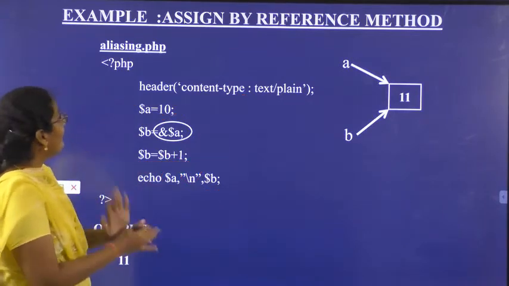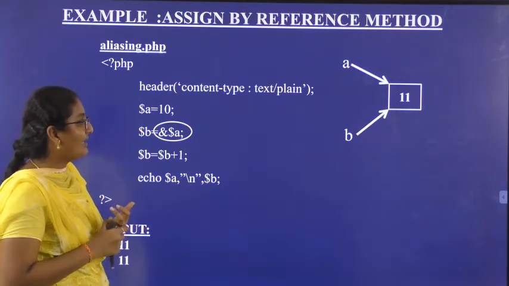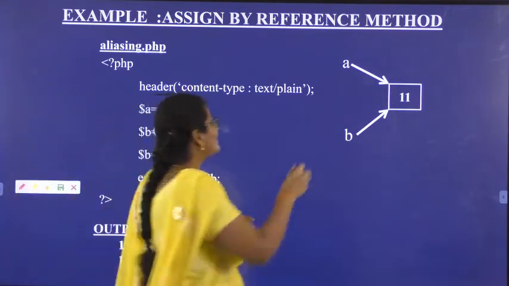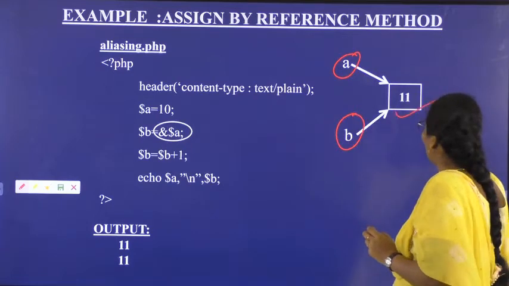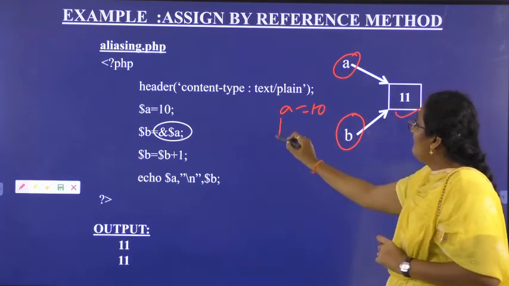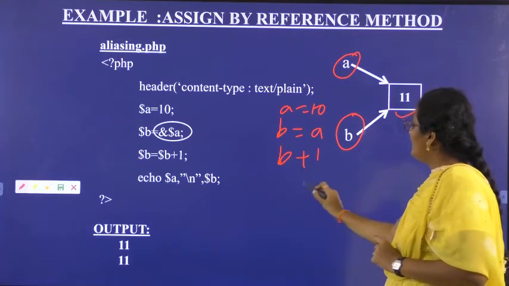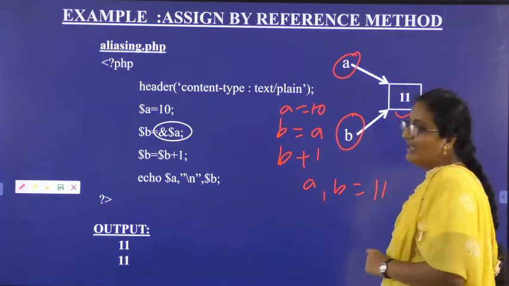So we are writing a PHP program. This PHP program is to assign the value by reference method. So both A and B will get the value 11 only. Initially A is declared as 10 and B is declared as A. Now B is incremented by 1. So both A and B while printing will get 11 only.